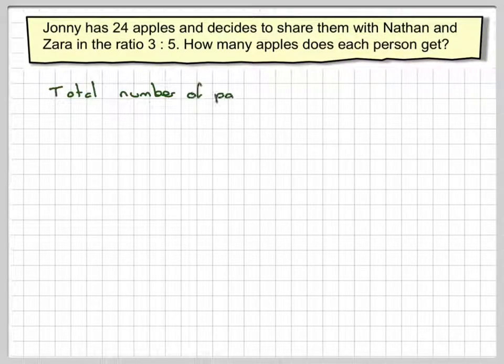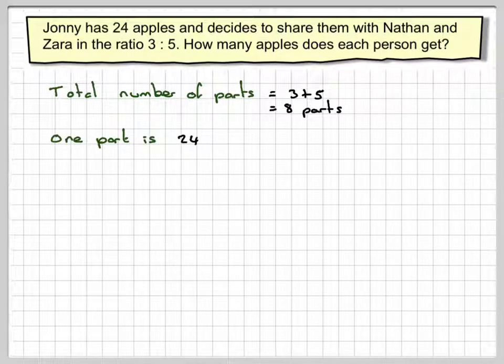So the total number of parts here, well, we've got a ratio of 3:5, so it's going to be 3 plus 5, which means that's 8 parts. What we're going to do is find out what one part is worth, how many apples one part is worth. So to do that, one part will be 24, because there's 24 apples, divided by 8 parts. And that tells me that there will be 3 apples for each part.